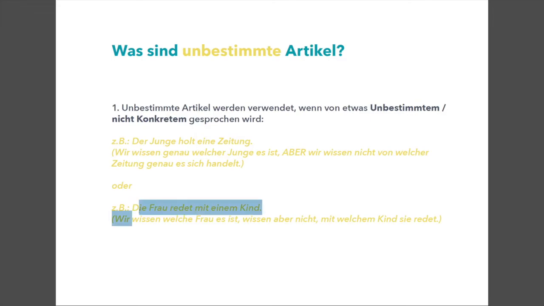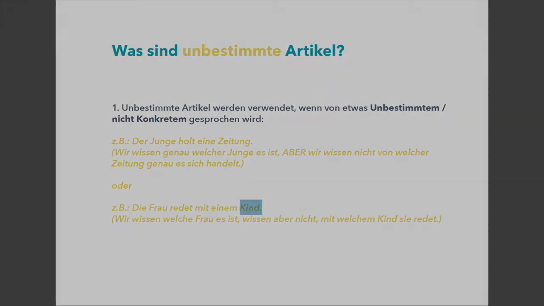In the second example, the woman is talking to a child. We know exactly which woman, the woman, not a woman, so defined article, because we think that the person we are talking to knows who this woman is. So the woman, defined article, is talking to a child. We don't know this child in this case.